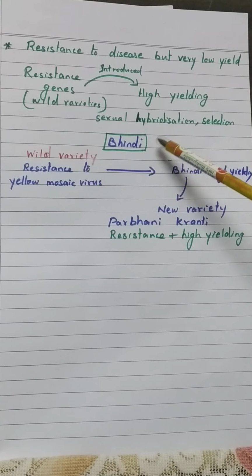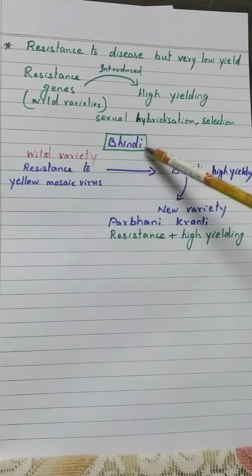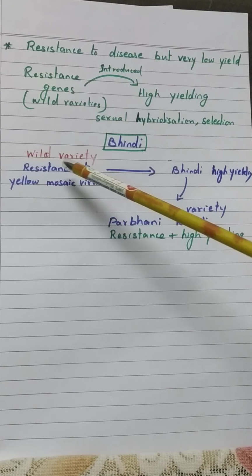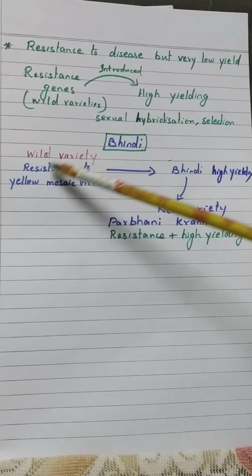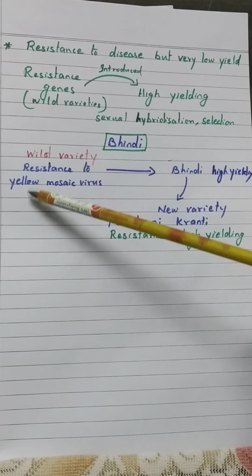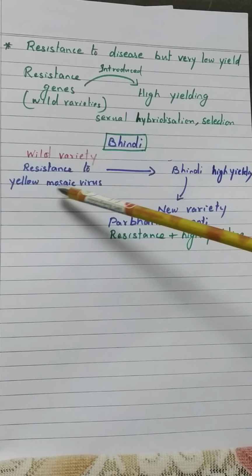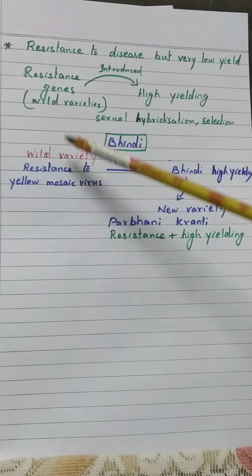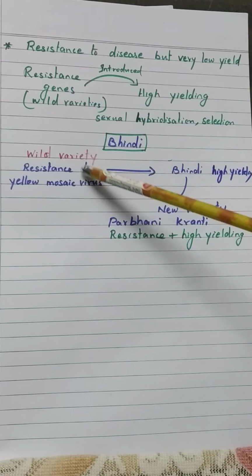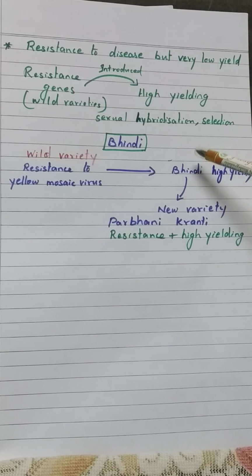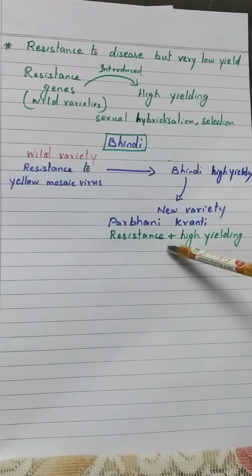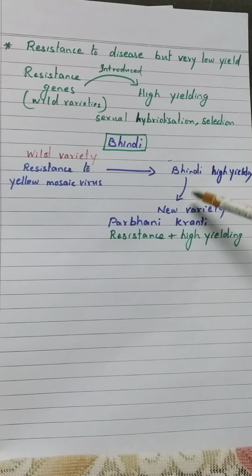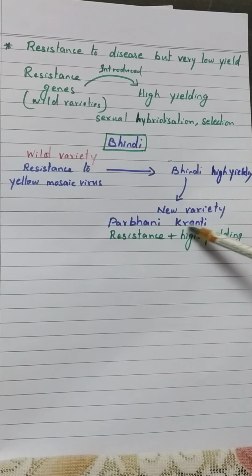One good example is bhindi, that is, lady's finger. In lady's finger, a wild variety is taken that is resistant to one disease, yellow mosaic virus disease. Genes are transferred from this wild variety to a high yielding variety, and then we get a new hybrid that is resistant against diseases as well as high yielding. An example is Parbhani Kranti.